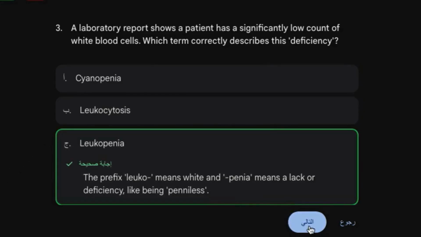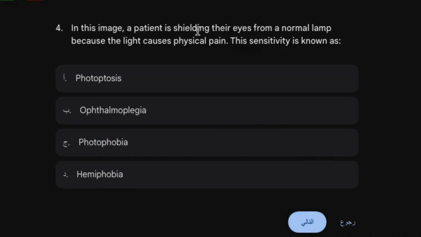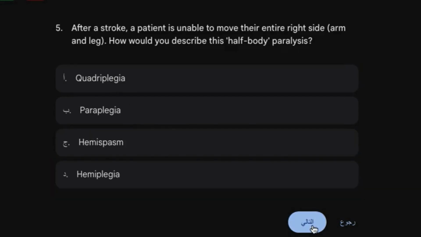Exactly, okay? Next one, this patient is protecting their eyes from the light because the light causes physical pain. What is this sensitivity to light called? Is it phototosis, photophobia, ophthalmoplegia, hemiphobia? Exactly, photophobia. Okay? After a stroke, this patient is unable to move their entire right side, the arm and the leg. What is this condition called? Half body paralysis. Exactly, hemiplegia.